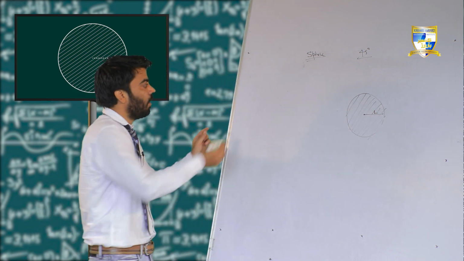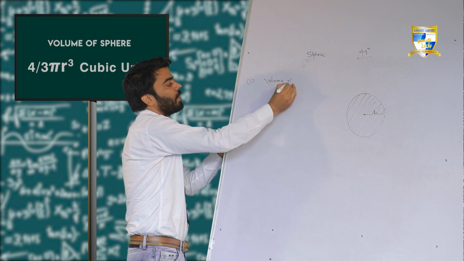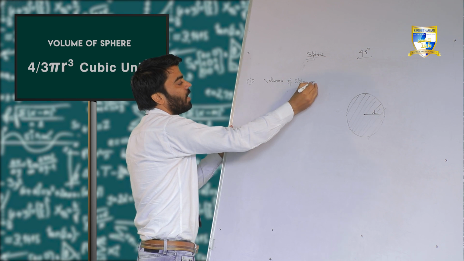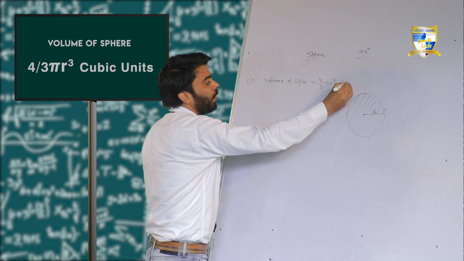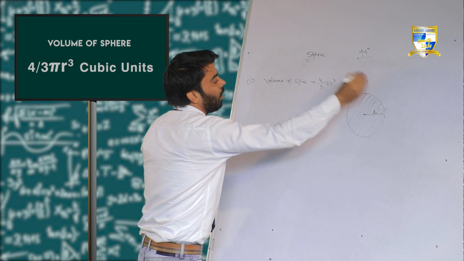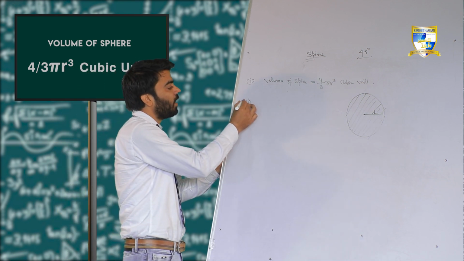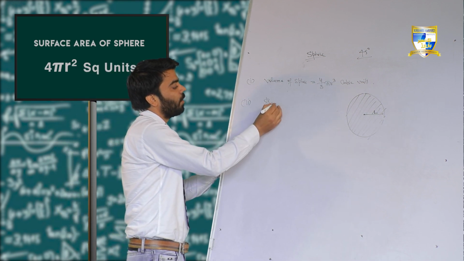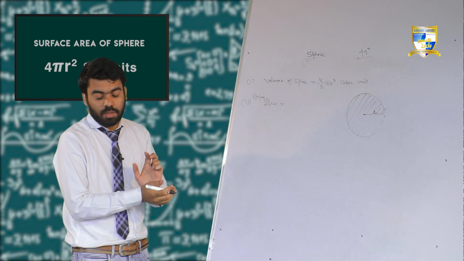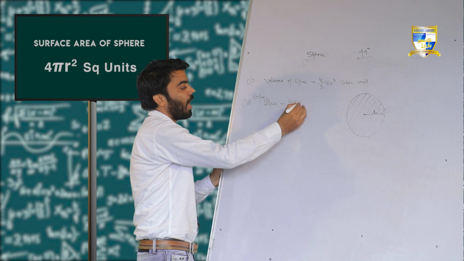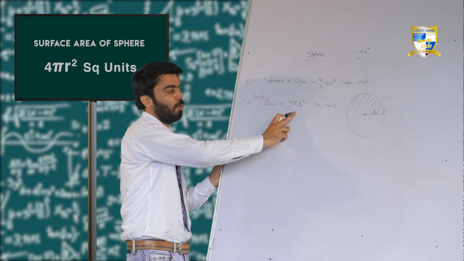What is the first formula? First formula is its volume. Volume of sphere, that's equivalent to 4 by 3 pi r cube cubic units, right? Second formula is its area, means surface area. Surface area, that's equivalent to 4 pi r square units.